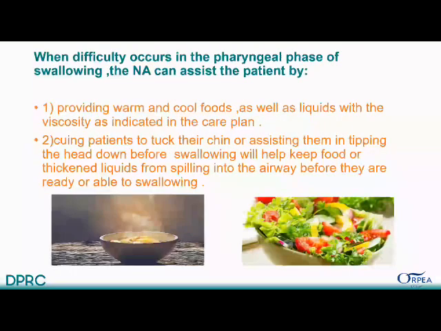When difficulty occurs in the pharyngeal phase of swallowing, the nurse can assist the patient by providing warm and cold foods as well as liquid with the viscosity as indicated in the care plan. Cueing the patient to tuck their chin, or assisting them in tipping the head down before swallowing, will help keep food or thick liquids from spilling into the airway before they are ready or able to swallow.